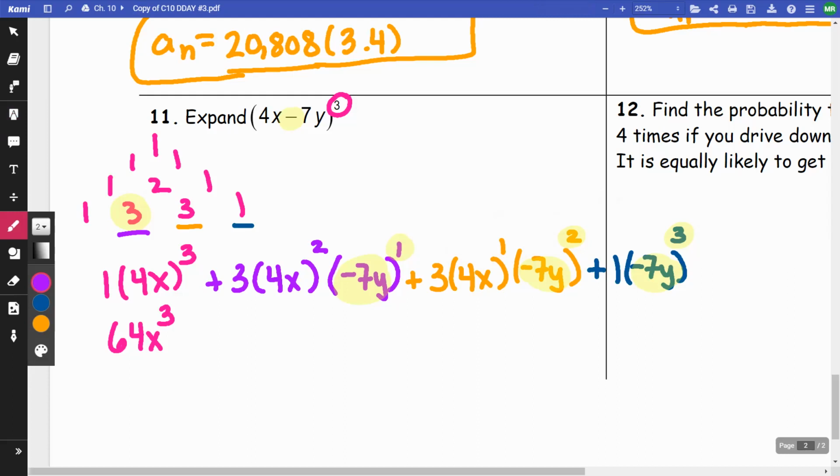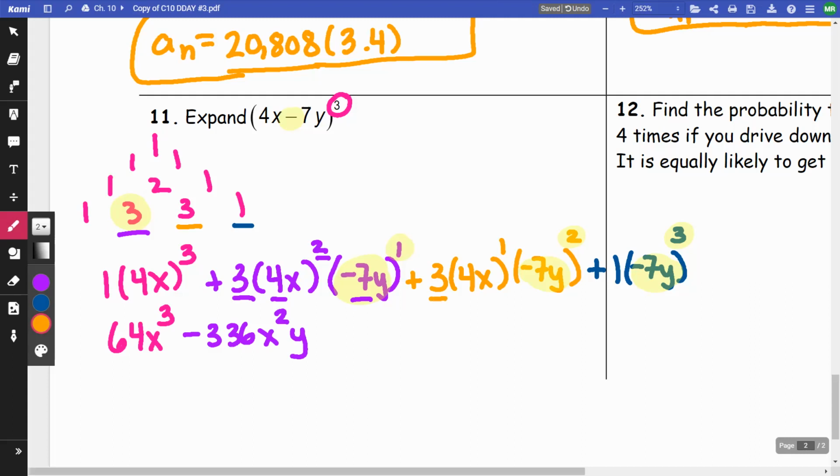I'm really going to be doing a 3 times 4 squared, which is 16, times a negative 7 to the 1st, which is just negative 7. So 3 times 4 squared, which is 16, times a negative 7, and I get a negative 336. My x is raised to the 2nd, my y to the 1st.